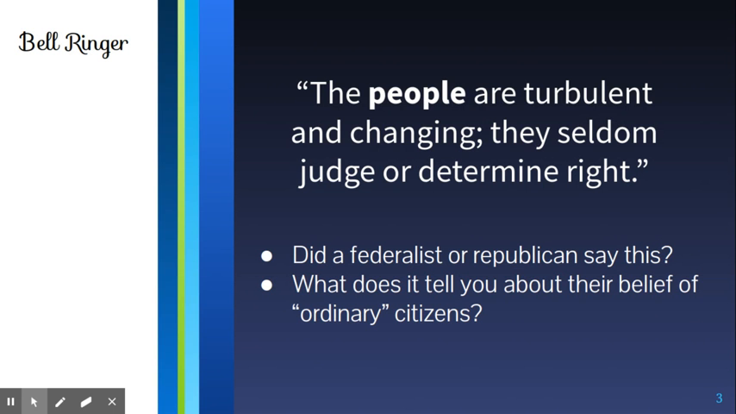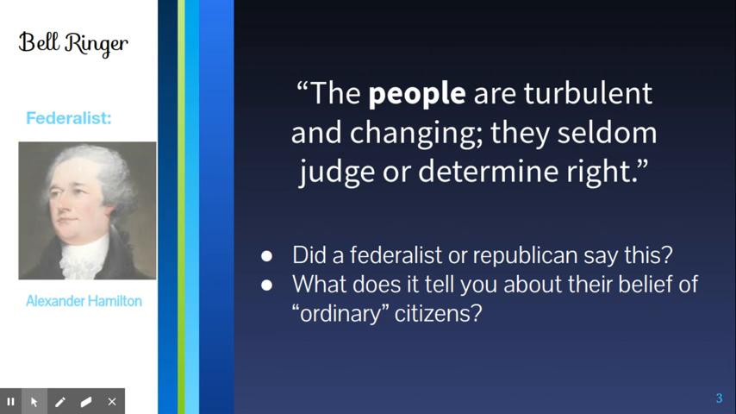All right, so the first quote, you can see there, it says, "The people are turbulent and changing. They seldom judge or determine right." So first question is, did a Federalist or a Republican say this? And secondly, what does it tell you about their belief of ordinary citizens? Now, if we were teaching, typically you would have already learned this information, but we're sort of crunching it down. So hopefully you've asked yourself that question already. Who said it? It was Federalist Alexander Hamilton.